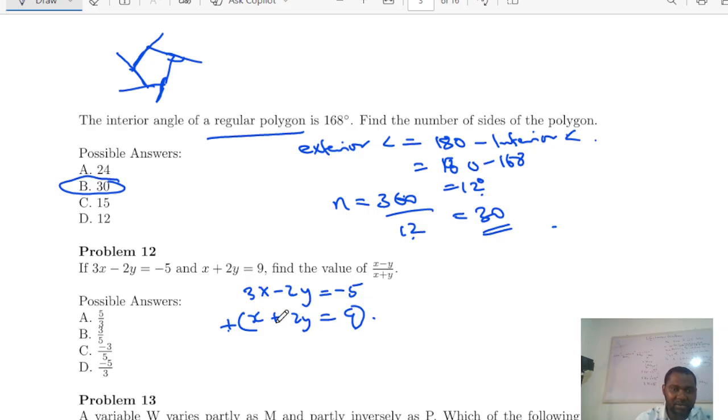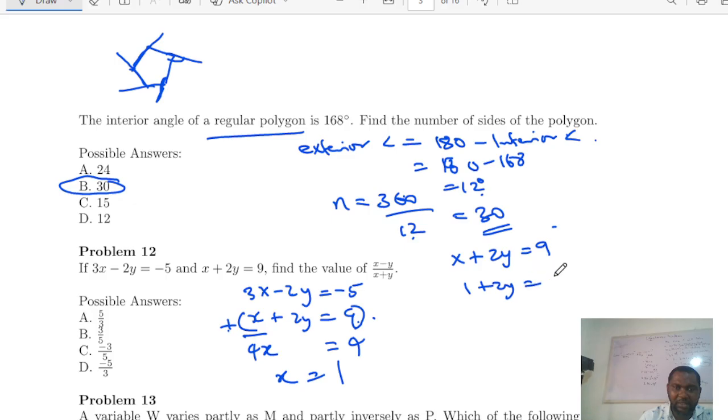So 3x plus x is 4x, and equal to, this is already 0, it cancels out. Minus 5 plus 9 is 4 also, so that means x is equal to 1. That's very easy. Now to find y, we can use any equation. Let me use equation 2. Equation 2 says x plus 2y is equal to 9. So since x is 1, 1 plus 2y is equal to 9. So 2y will be 9 minus 1. If 1 crosses over, 2y is going to be equal to 8. So y is equal to 4.